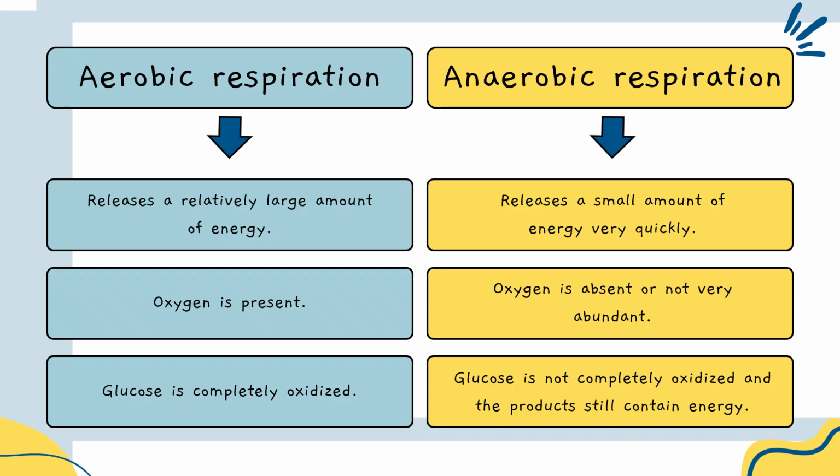So let's look at the two differences. In aerobic respiration, there's a large amount of energy being released. In anaerobic respiration, there's less energy being released. In aerobic respiration, oxygen is present, and in anaerobic respiration, oxygen is absent, or it is just not enough to continue the process. In aerobic respiration, glucose is completely used up, and in anaerobic respiration, it is inefficient. It is impossible to use all of it.